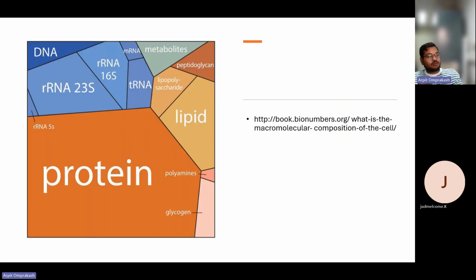Here we see an example of what proportion of a cell is what component. You see that most of the cell is composed of protein, then we have RNA, then DNA, then lipids, glycogen, which is the polysaccharide, and other things such as peptidoglycans, polyamines, and so on. The thing to note here is that proteins are the most abundant macromolecule in a human cell. The other trend we see is that RNA is much more abundant than DNA in a cell. Right.